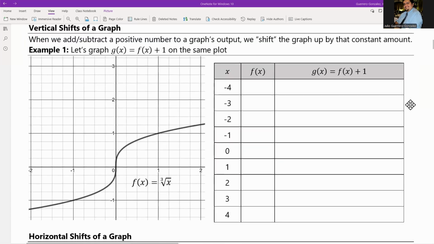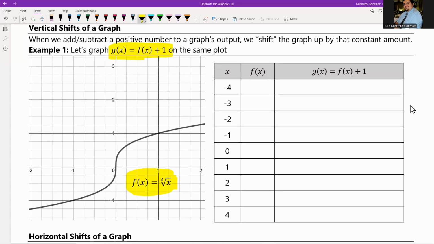For this example in particular, I am going to concentrate on this function right here. This is the cube root of x. It has that little squiggly shape right there in front of you. What we're going to look at in particular is the g of x function, which is f of x plus 1. I've got a table on the right-hand side, and we're going to map out the values. In particular, I'm going to be looking at these 3 points right here.